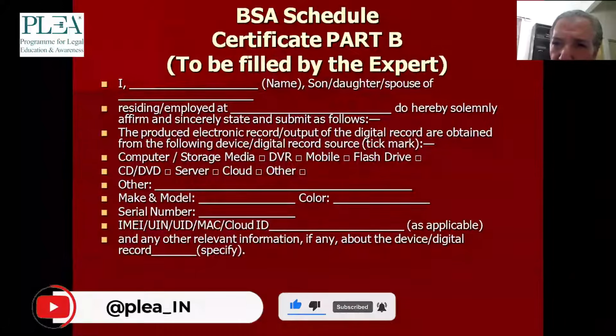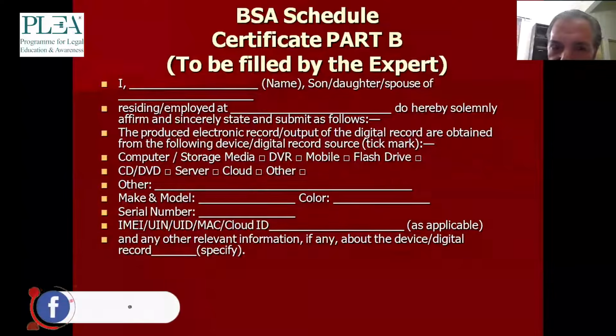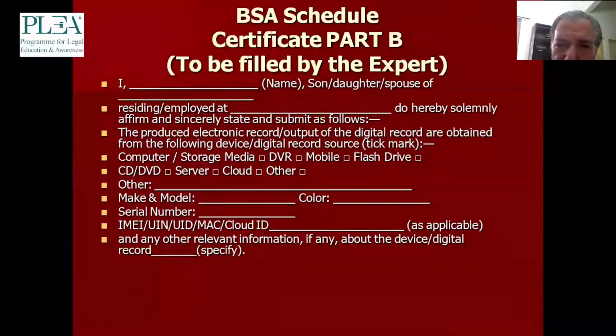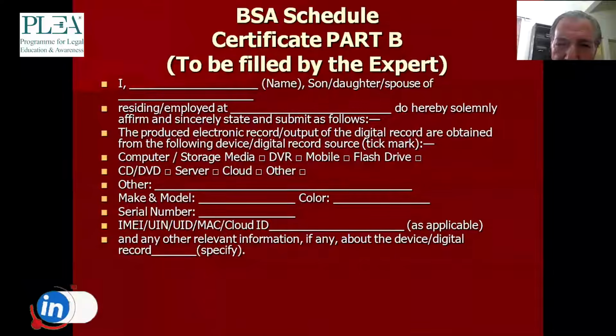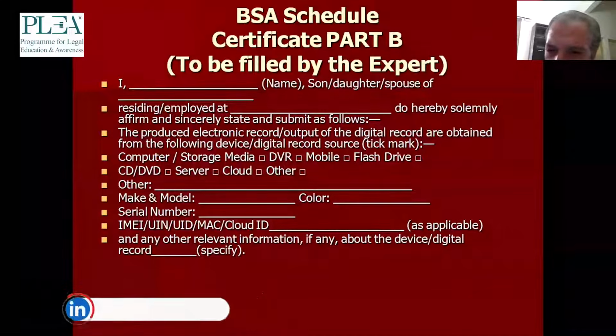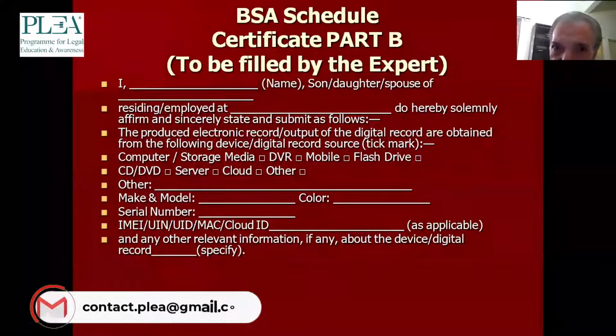The produced electronic record output of the original record or content is from the following device: digital record source, tick mark, computer, storage media, DVR, mobile, flash drive, CD, DVD, server, cloud, other is to be specified, make and model, color, serial number, IMEI, UIN, UID, MAC, cloud ID as applicable, and any other relevant information, if any, about the device or digital record, that is to be specified.